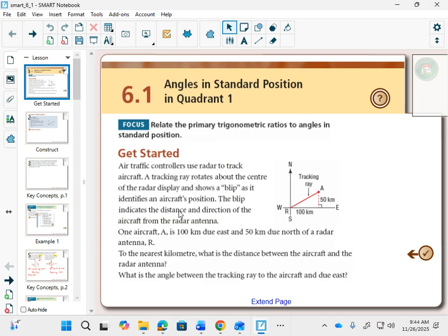But here's your startup. This is all SOHCAHTOA. Can you remember how to use SOHCAHTOA? A squared plus b squared equals c squared. This is your warm-up.